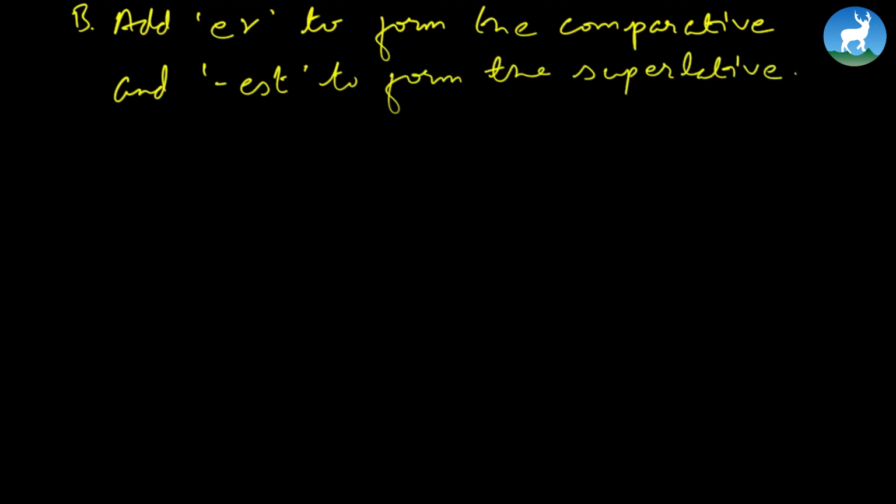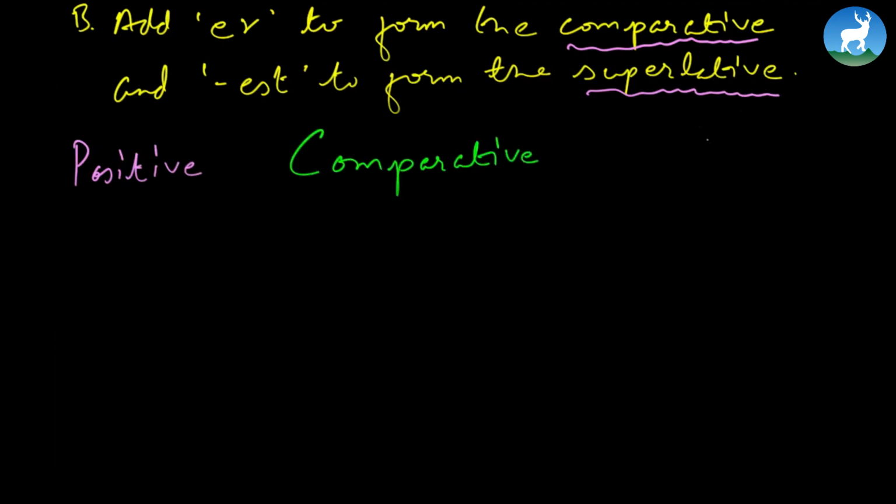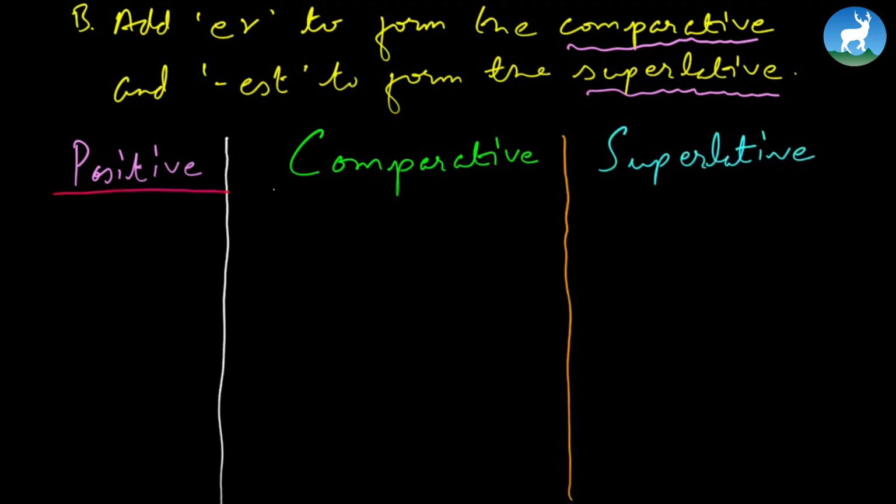Now you might be wondering, what is comparative and what is superlative? There's this thing also called the positive. Then comes the comparative. They're all adjectives. Don't forget that. I'm going to tell you what the difference is. Superlative. So we have positive here, comparative here, superlative here.